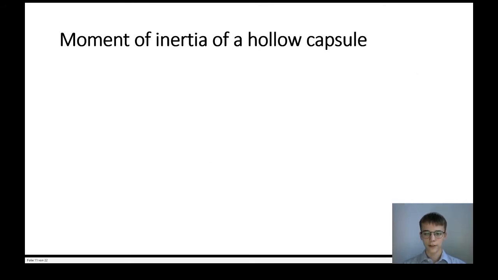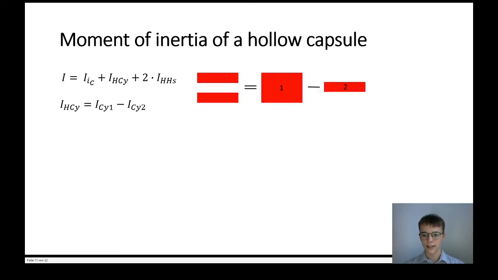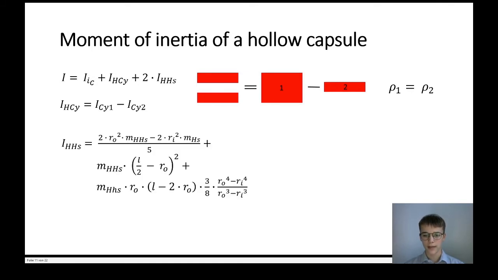The total moment of inertia is the moment of inertia of the inner capsule made of air plus the moment of inertia of a hollow cylinder plus 2 times the moment of inertia of a shifted hollow hemisphere. The moment of inertia of a hollow cylinder is equal to the moment of inertia of the bigger cylinder minus the moment of inertia of the smaller cylinder, where the smaller cylinder has the density the bigger one has, as the graph suggests. The moment of inertia of the shifted hollow hemisphere can again be calculated using the Steiner theorem, but this time incrementing the shift by the center of mass of a hollow hemisphere.